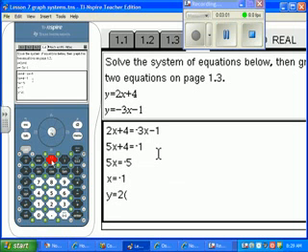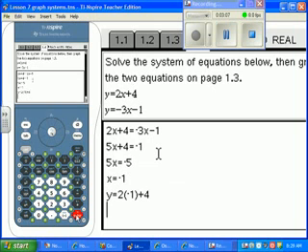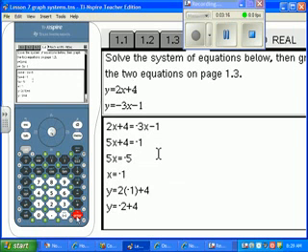Y equals 2 times negative 1. And this is not a calculator page, so you do have to do this with your brains. This is challenging. Okay, so we get negative 2 plus 4, which gives us a solution of y equals 2.